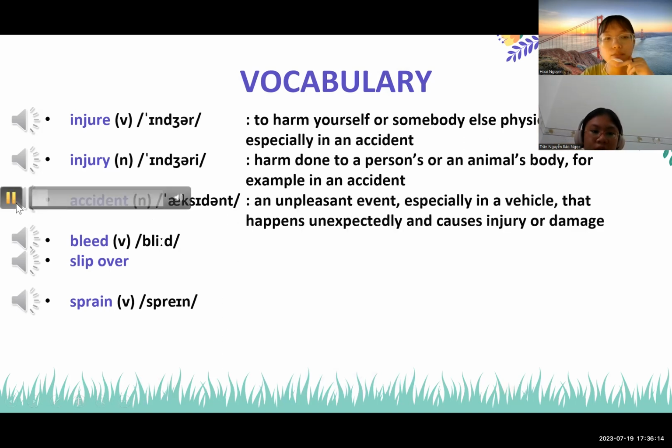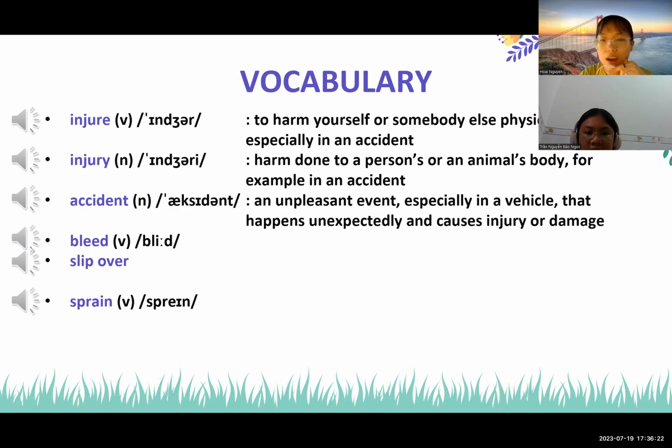Next, we're going to have accident. Accident means an unpleasant event, especially in a vehicle, that happens unexpectedly and causes injury or damage. Right? This is an accident. So, have you ever seen an accident before?